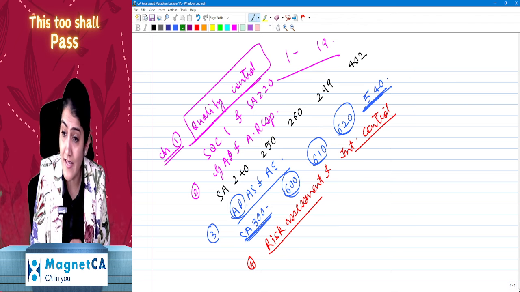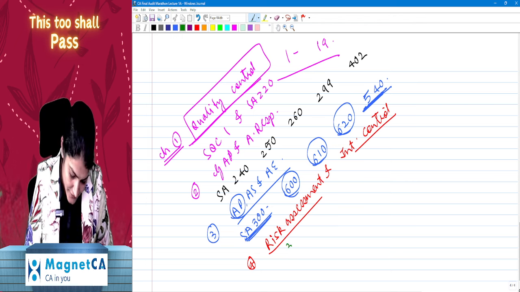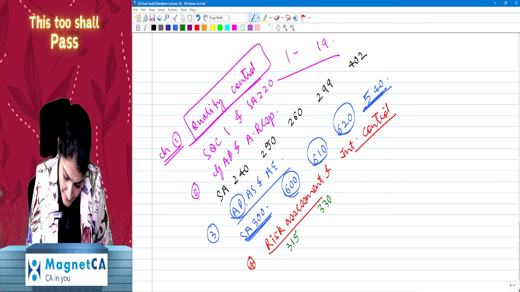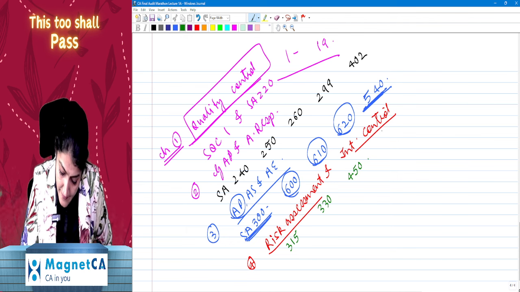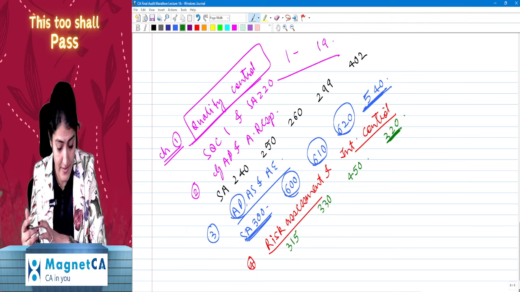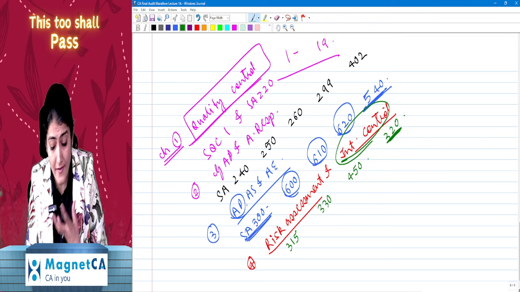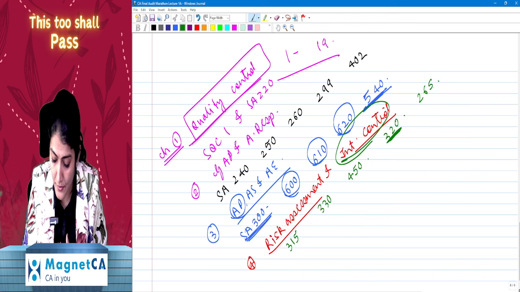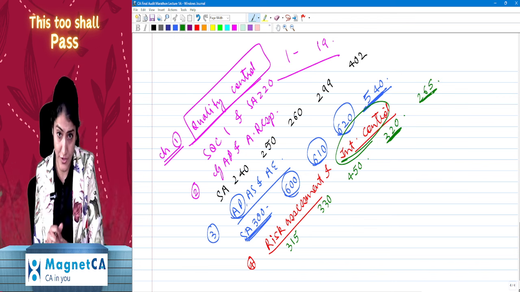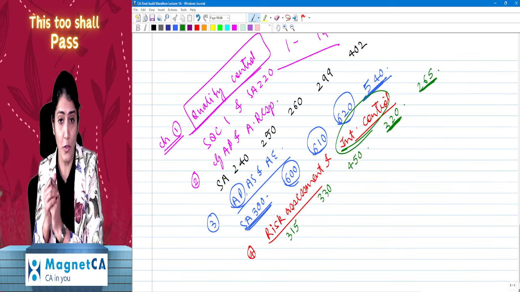Risk assessment is discussed in SA. Yes, very good. SA 315, 330, 450. Then it also talks about materiality, so that brings in SA 320. And then you check the control. You come to know the deficiencies in internal control so that you communicate to management and TCWG. So 315, 330, 450, 320 and 260.